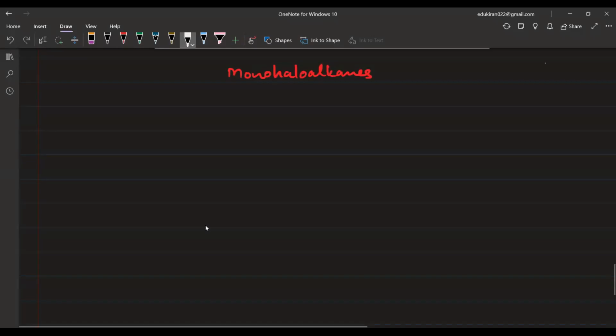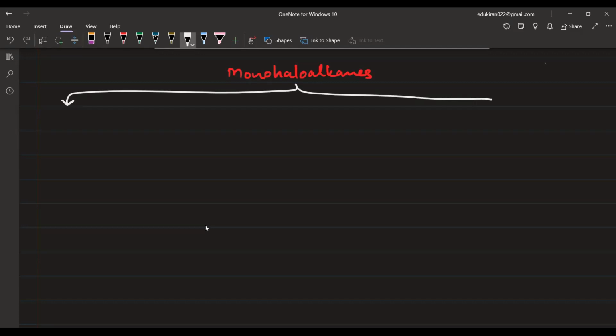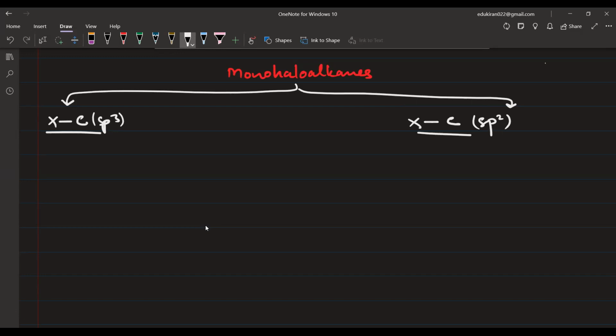Okay. So we'll classify monohaloalkanes into two types. Now, there will be some halogen atoms that are connected to carbon, and this carbon is what? sp3. Okay. So look at those, and some halogen atom connected to carbon, and this carbon is sp2. Now, under this, we have three different types of alkyl halide or monohaloalkanes in this case. Okay, and then we have two here. So here, we'll study about alkyl halides.